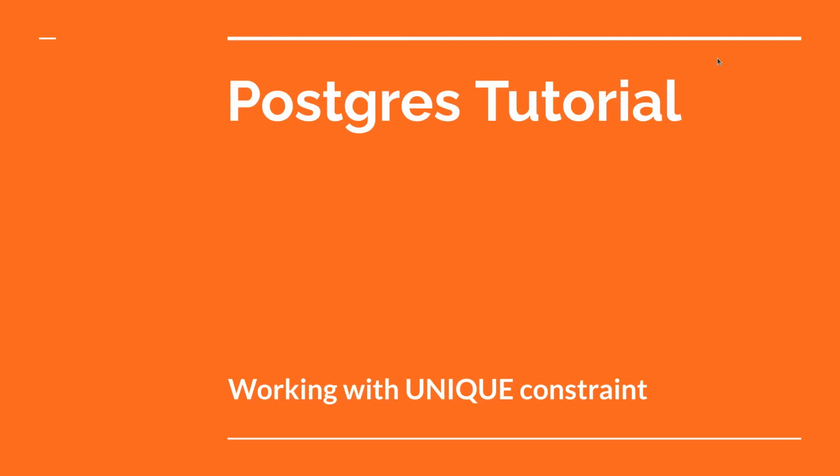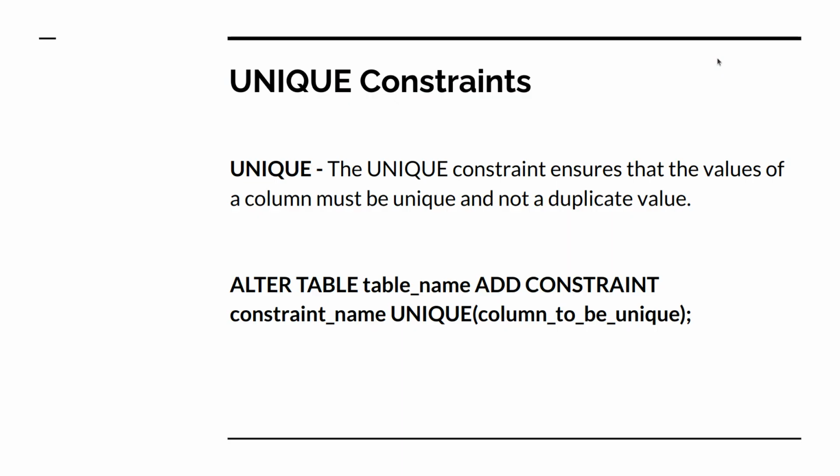Hello guys, welcome back. In this lecture, we will discuss another database constraint, and that is the unique key constraint. So let's discuss the unique key constraint first. The unique key constraint ensures that the values of a column must be unique and not duplicated. Sometimes you need this constraint in your tables to satisfy some business logic.